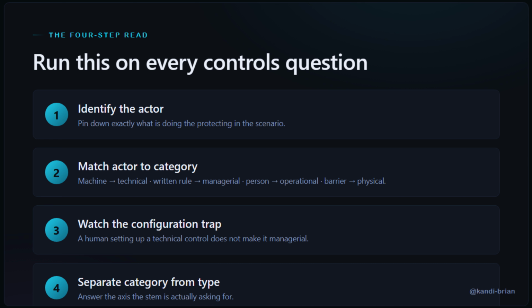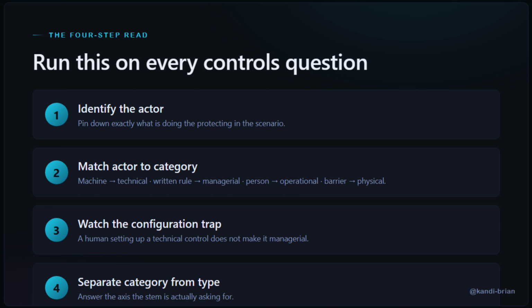First, identify the actor. Pin down exactly what is doing the protecting in the scenario. Second, match the actor to the category. Machine means technical. Written rule means managerial. Person performing a routine means operational. Physical barrier means physical. Third, watch for the configuration trap, where a human sets up a technical control and the question tries to bait you toward managerial. Fourth, separate category from type if the question is asking for one and feeding you clues about the other. Run those 4 steps and technical controls stop being a guessing game.